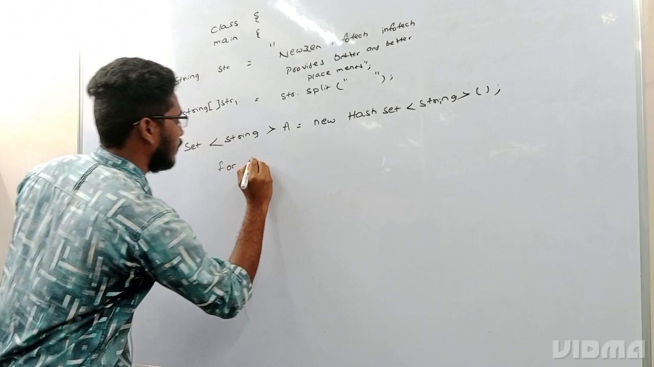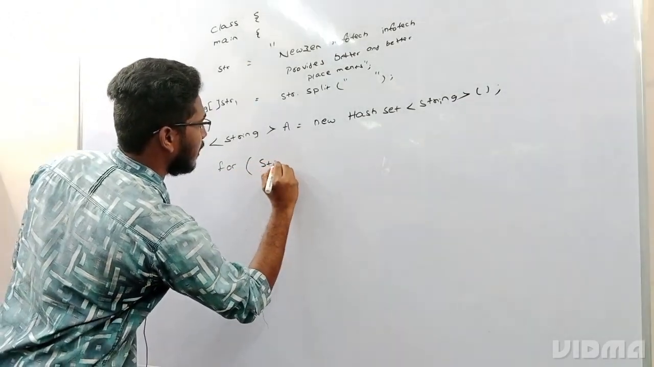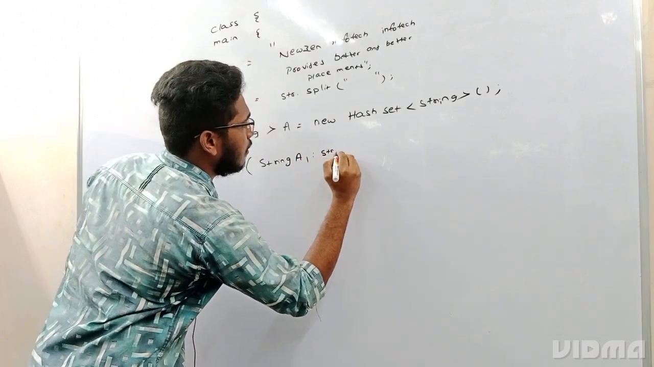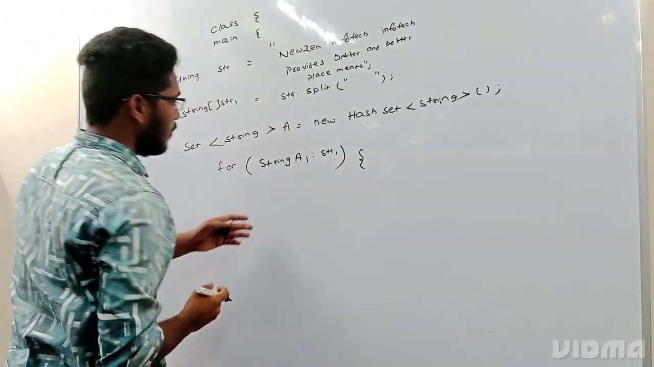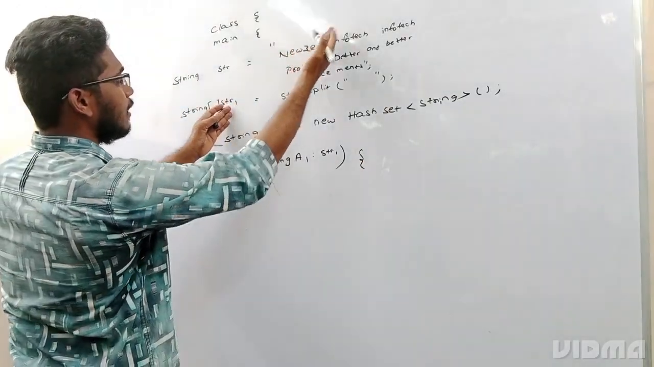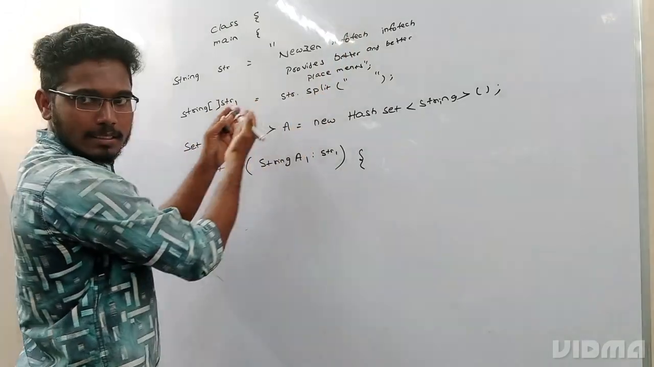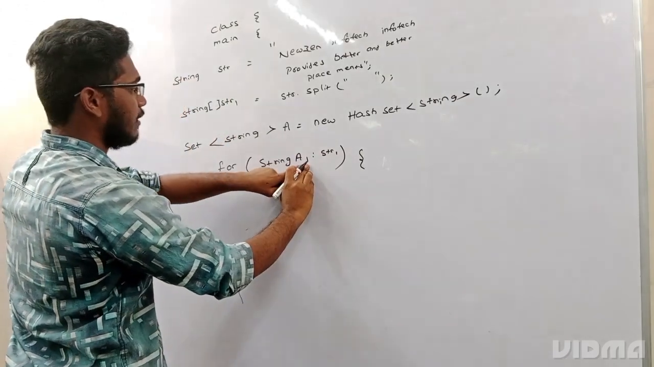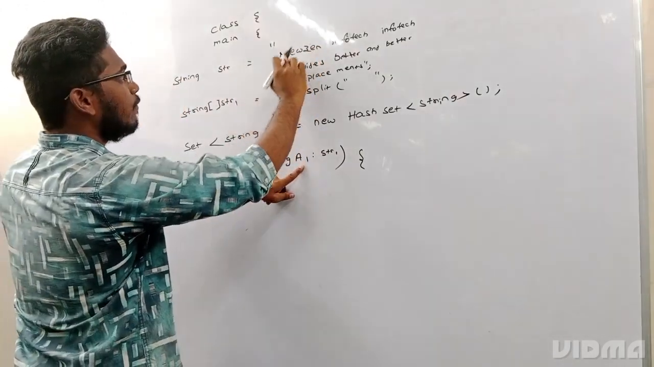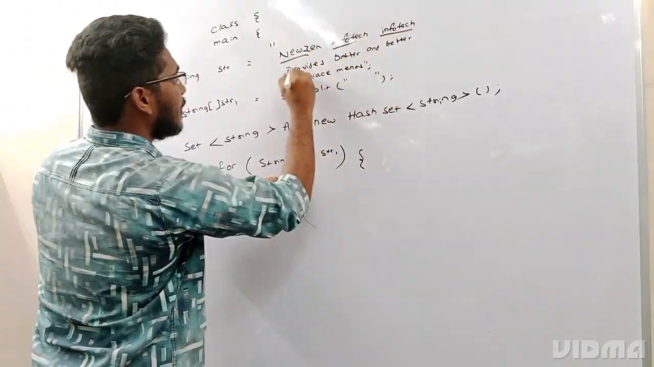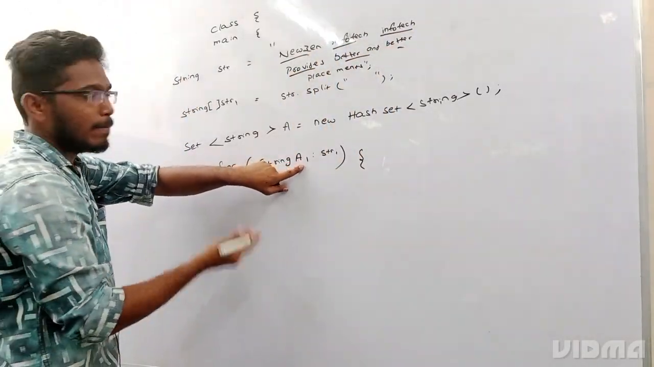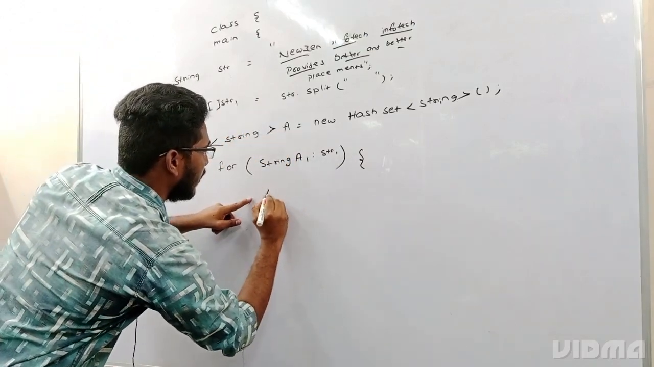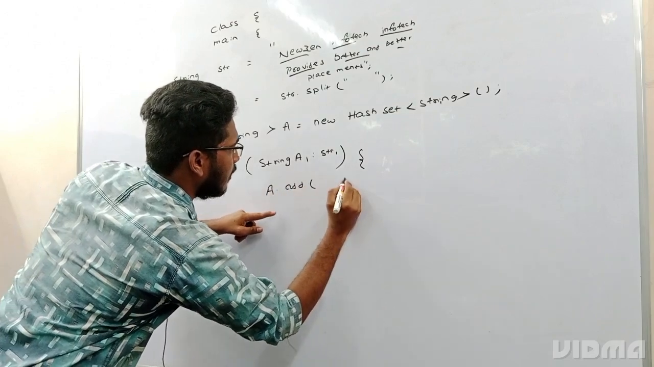Now I run a for each loop to gain these values. For string a1 in str1. Why? Because these strings are stored as words in this str1 reference variable. I'll run the for loop for each and every word present in it, sir. Now I need to add this to the set, so I'll go with a dot add of a1.